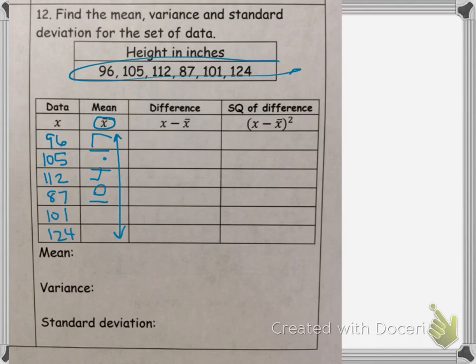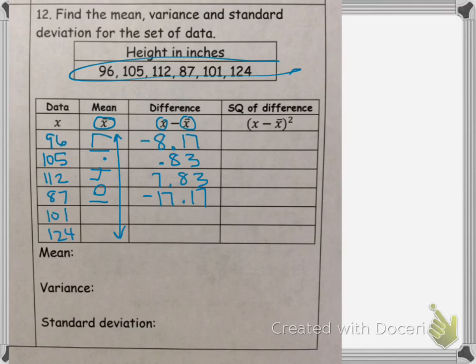And then I'm just going to subtract those numbers because here it is the X value minus the average. And I'm going to put those values in the next spot. So 96 minus 104.17, I got a negative 8.17. 105 minus 104.17, I got 0.83. 112 minus 104.17, I got 7.83. 87 minus 104.17, I got negative 17.17.